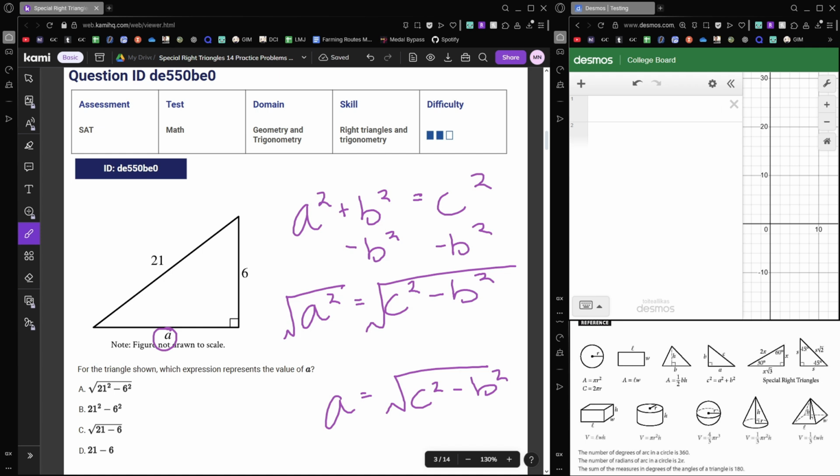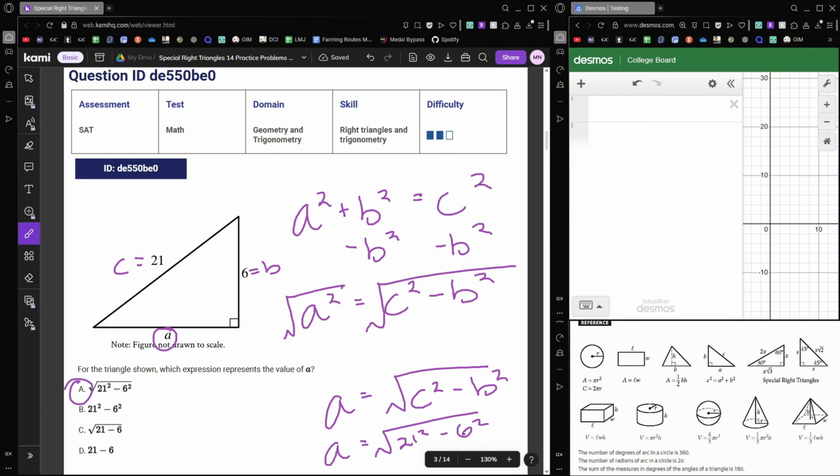Now let's go ahead and substitute in our values. We know that the c value is our hypotenuse, which is 21, and then our b value is just the length of the other side. So a is equal to the square root of 21 squared minus 6 squared, so that means our answer is a.